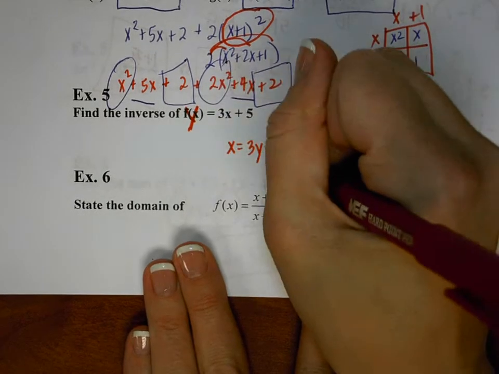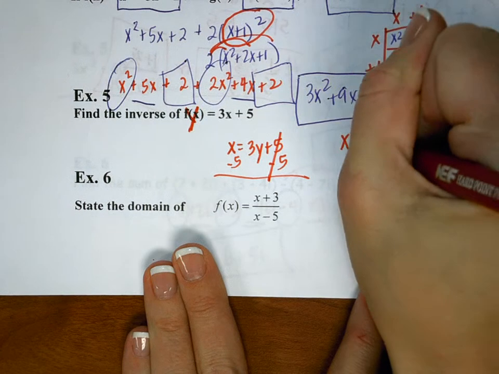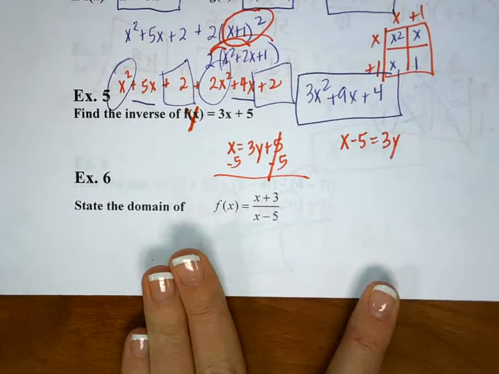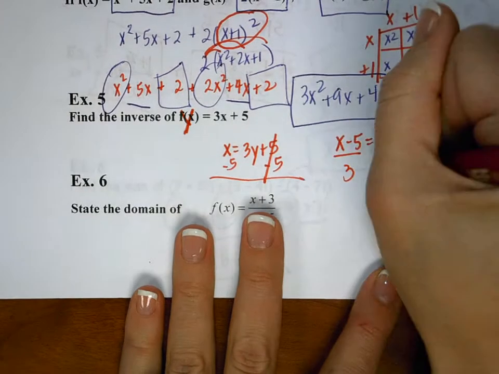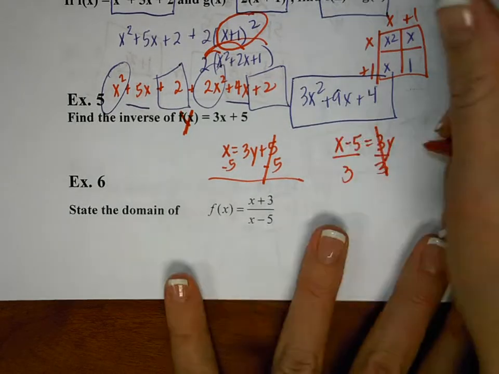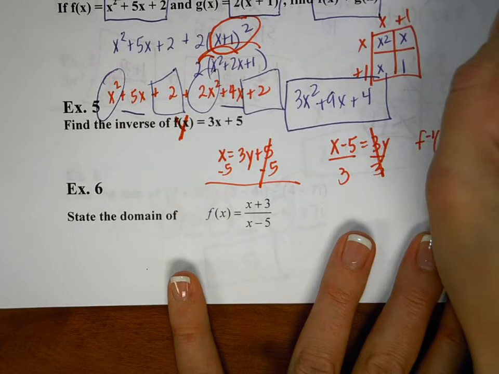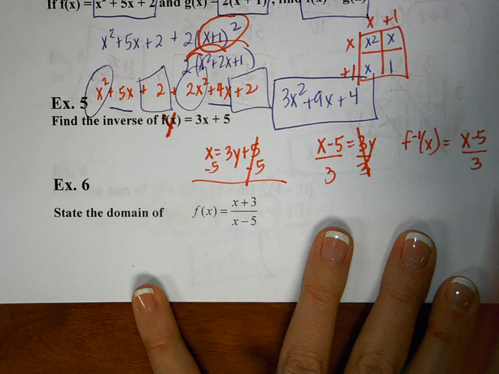Very good. Subtract 5 to both sides. So I have x minus 5 equals 3y, and then I would divide by 3. Perfect. So now y is by itself. How should I write my answer though? Good. F to the negative 1 of x equals x minus 5 over 3 is correct.